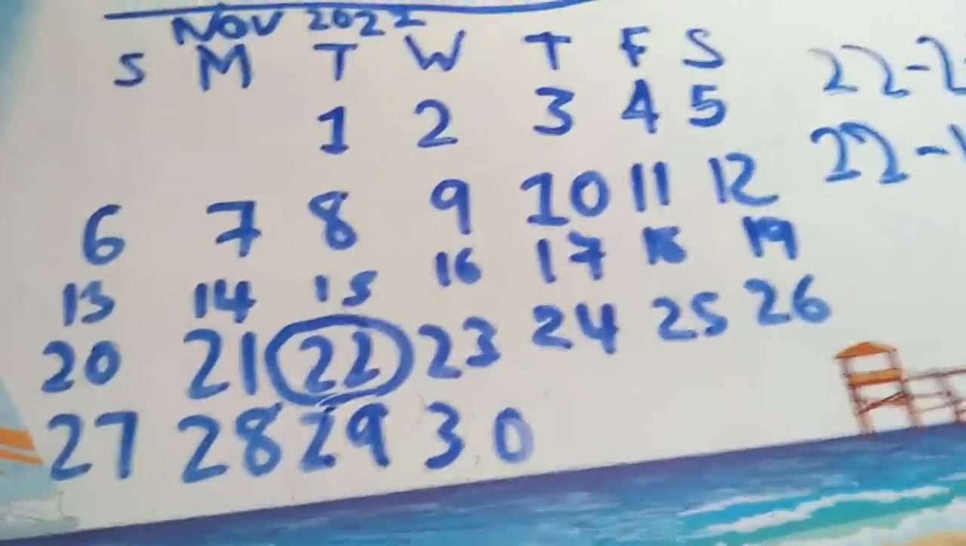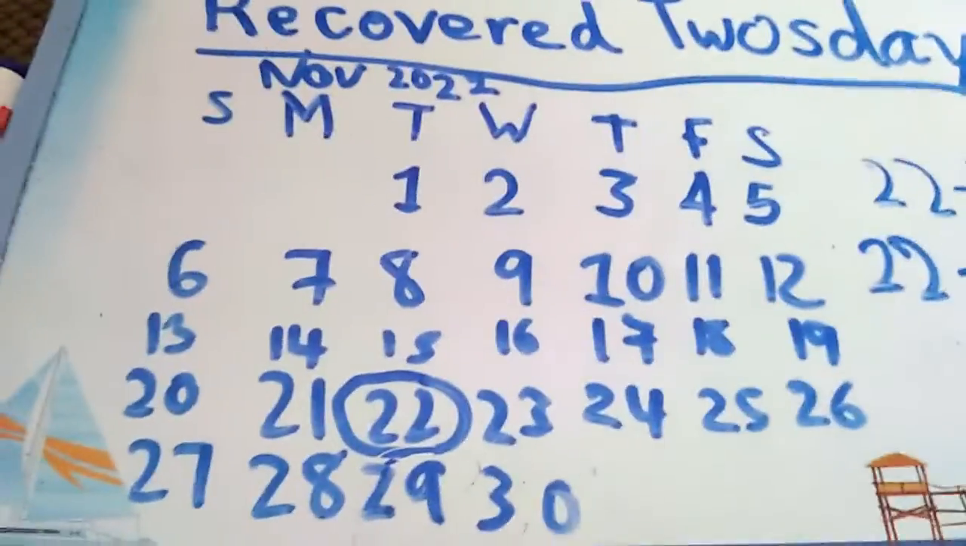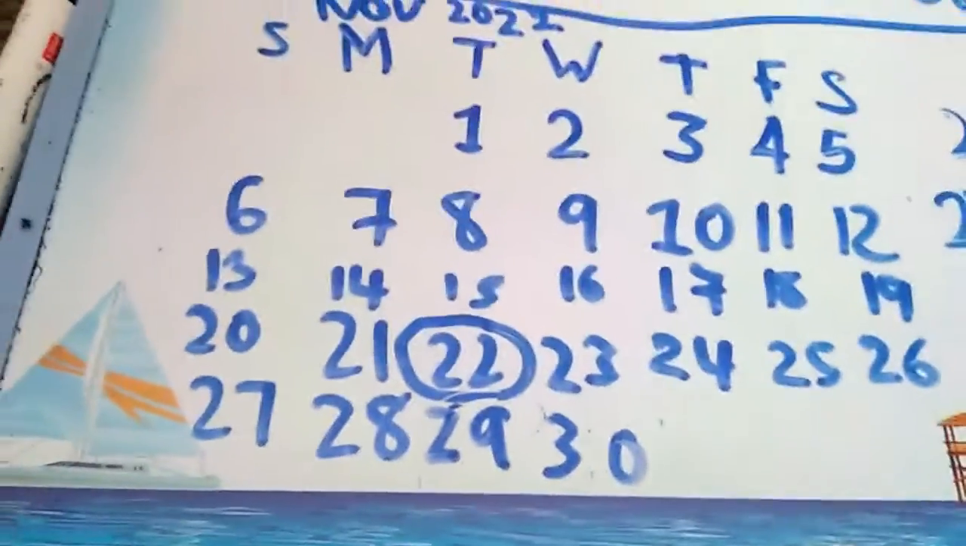So Twosday was 22/2/22, and now Recover Twosday is 22/11/22, for which 11 represents November, as it is the 11th month of the year. This is Recovered Twosday. This is the actual Twosday. We are always talking about Twosdays. In Twosday, we celebrate this day as 2-2-2-2-2, which is all twos.